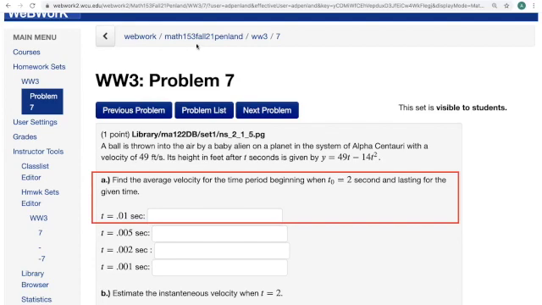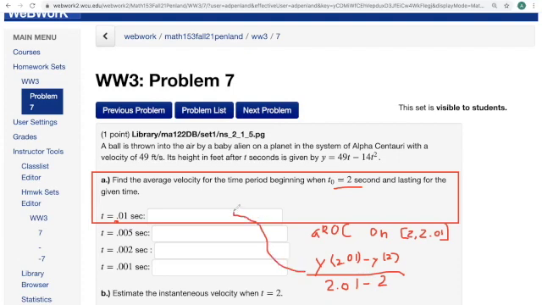What might not be obvious, and what's crucial to see here, is that this is actually asking for the average rate of change on the interval [2, 2.01]. If our interval starts at 2 and lasts for 0.01 seconds, then it goes from 2 to 2.01. And so we know the formula for this should be y of 2.01 minus y of 2, over 2.01 minus 2. So this calculation is what should go in here. The only thing that's missing, of course, is the formula for y.